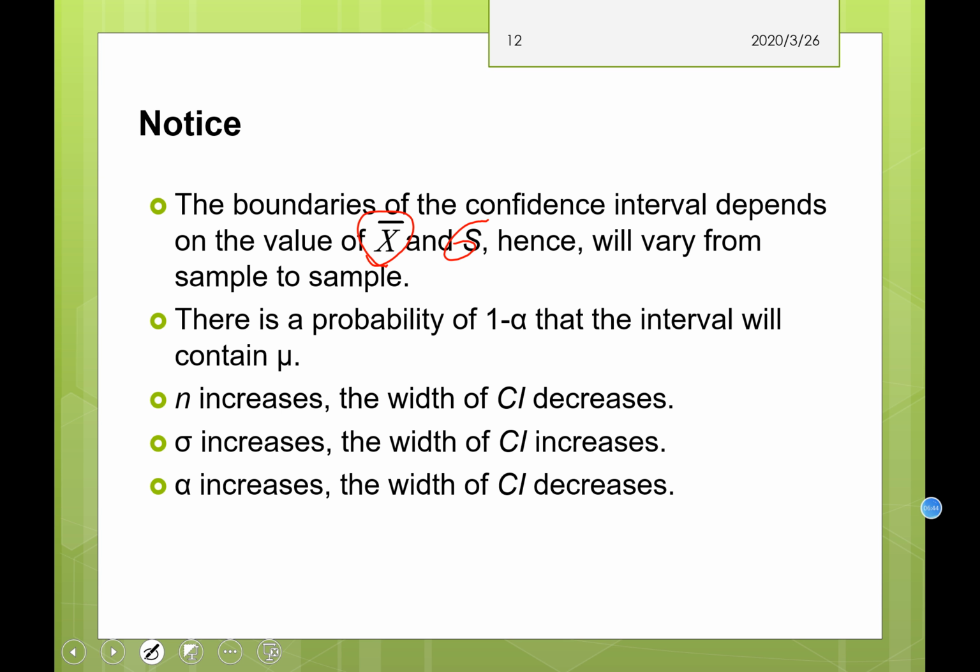And next one, when n increases, the width of the confidence interval decreases. I think it's not difficult to understand. Let's think about the formula.